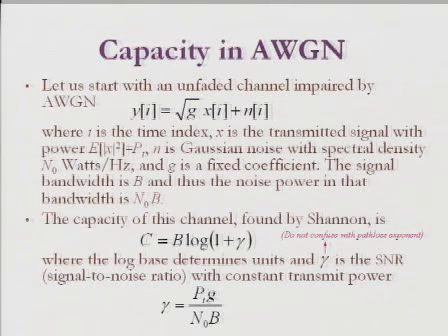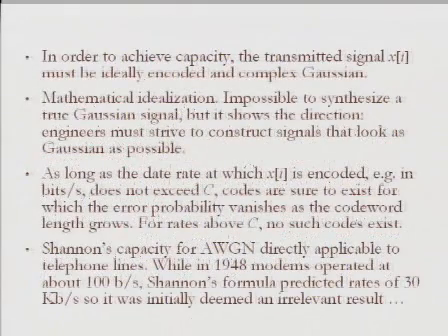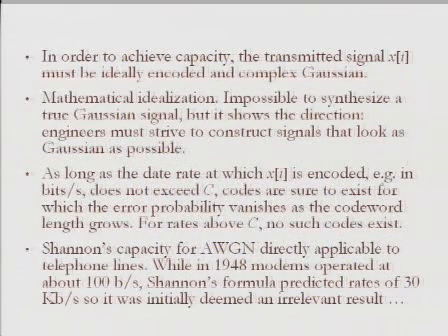And B times N sub 0 is the receive noise power. So the ratio between these two powers is the signal-to-noise ratio. And so B times log of 1 plus gamma is the capacity in bits per second. This log is in base 2, which is usually how we're going to do things. What else here? We show some examples.